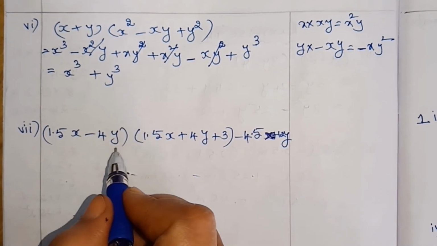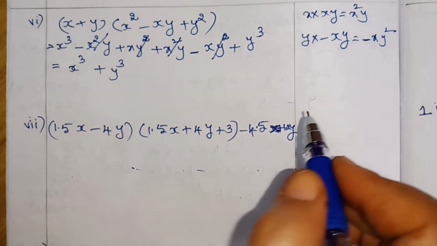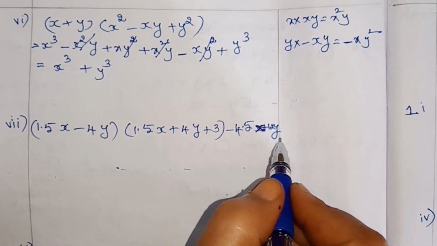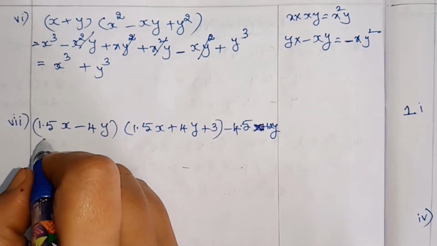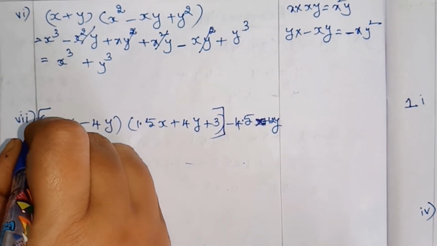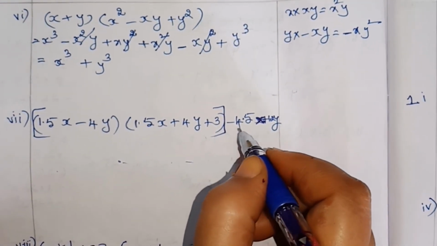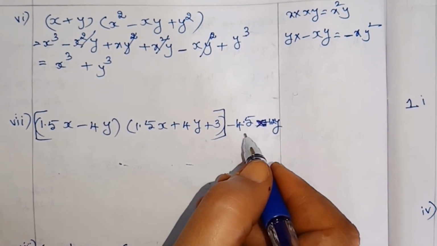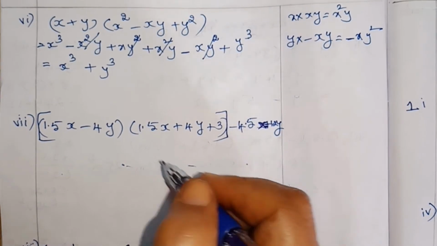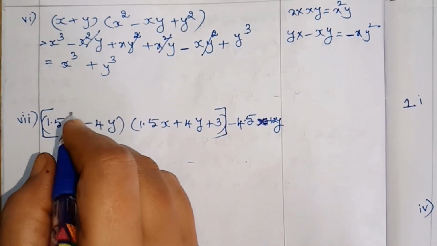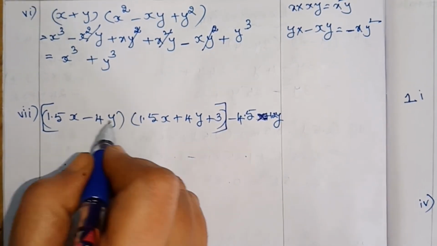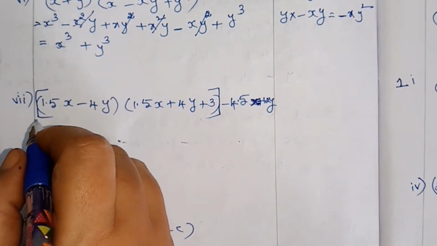Now look at this sum. 1.5x minus 4y into 1.5x plus 4y plus 3 minus 4.5x plus 12y. First, we have to simplify this. Then, finally, we add and subtract along with this if they have like terms. So, first we simplify this. So, this we write as it is. 1.5x minus 4y.